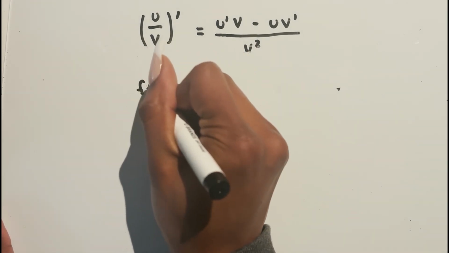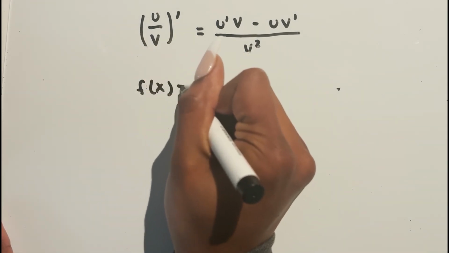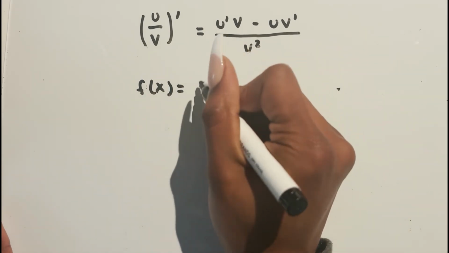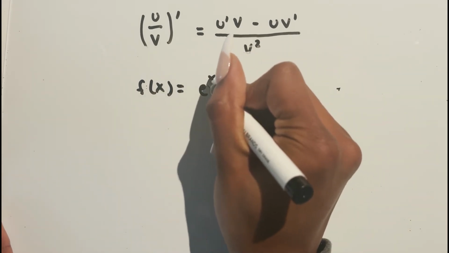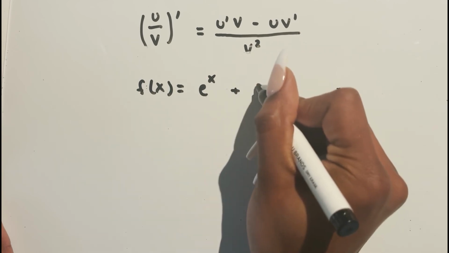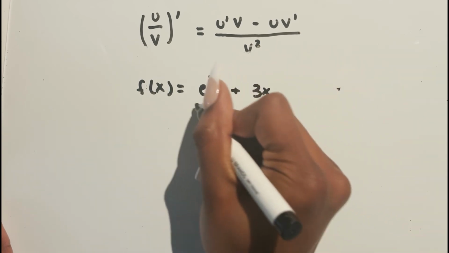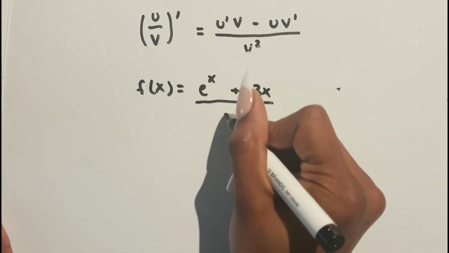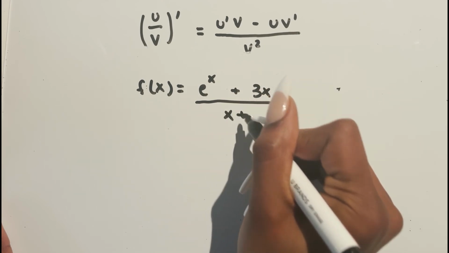Solve for the derivative of f of x equals e to the x plus 3x all over x plus 5.